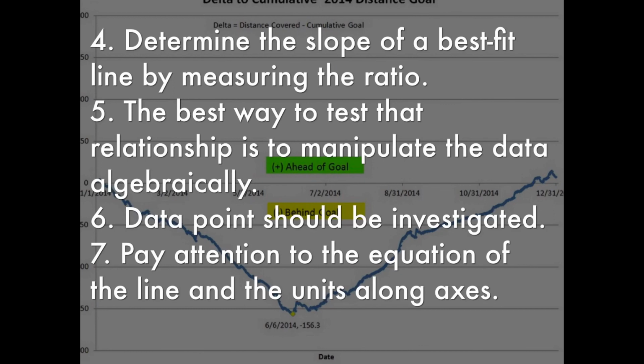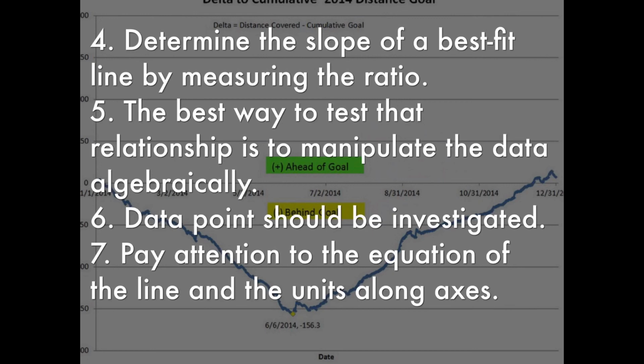Number 7. When the slope of a graph is used to calculate some quantity, pay attention to the equation of the line and the units along the axis. The quantity to be found may be the inverse of the slope, twice the slope, or 1/2 the slope. The equation of the line will tell you how to interpret the slope and intercept of the line.